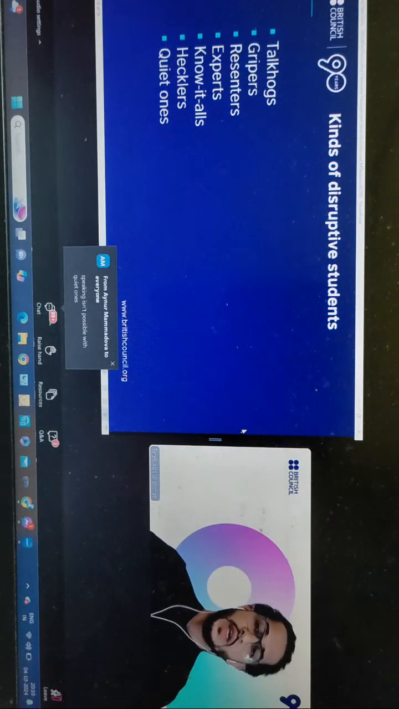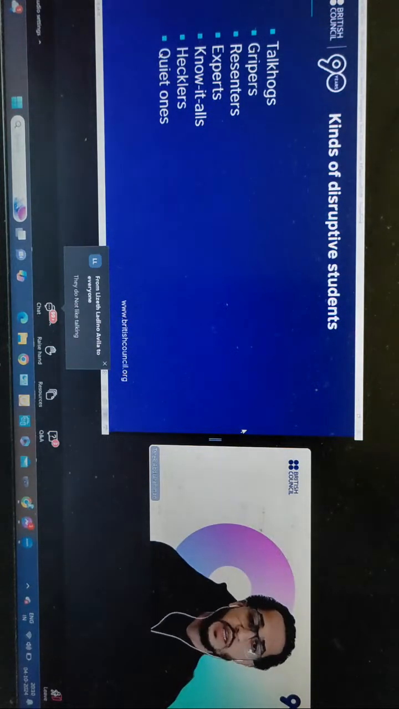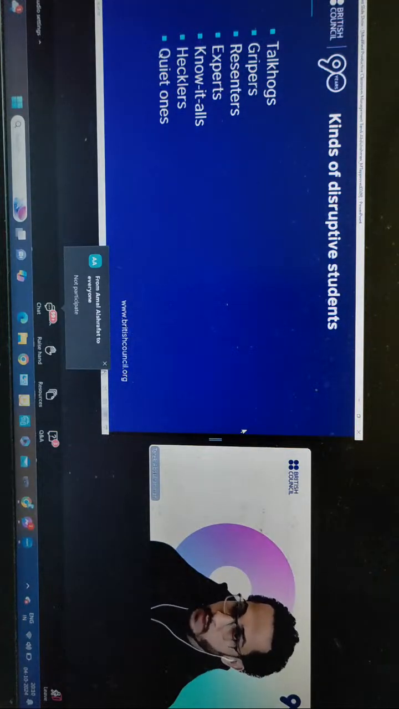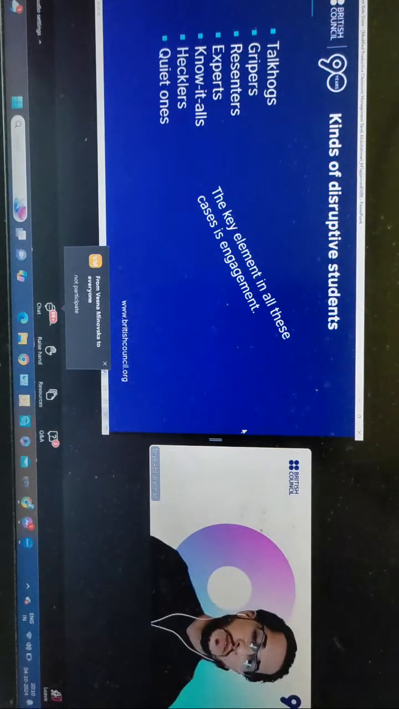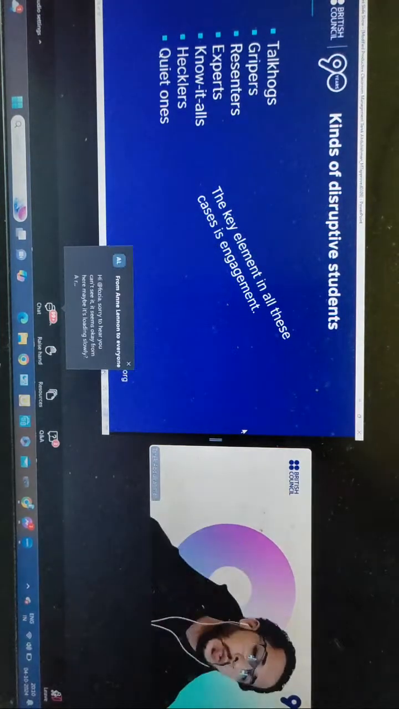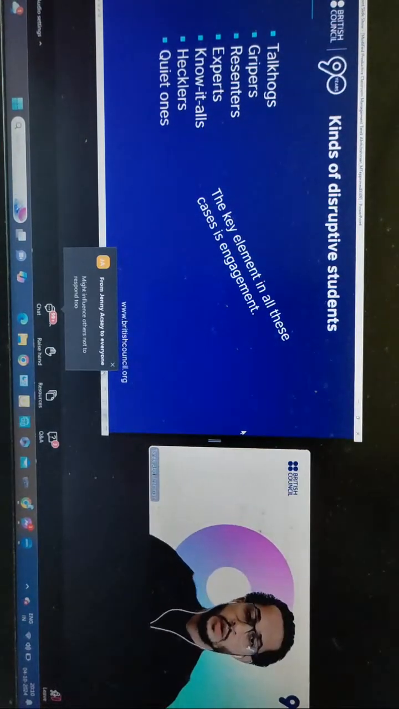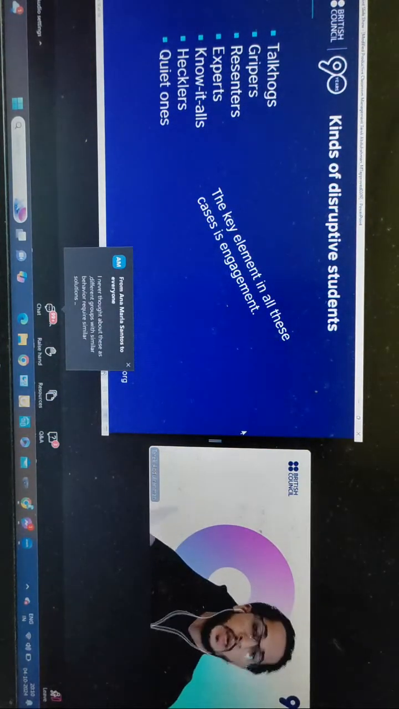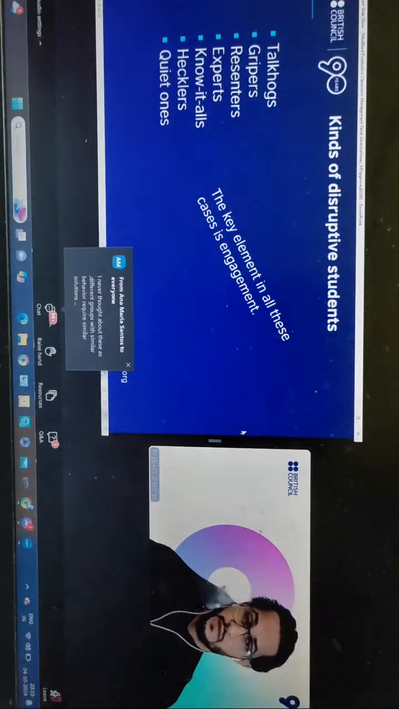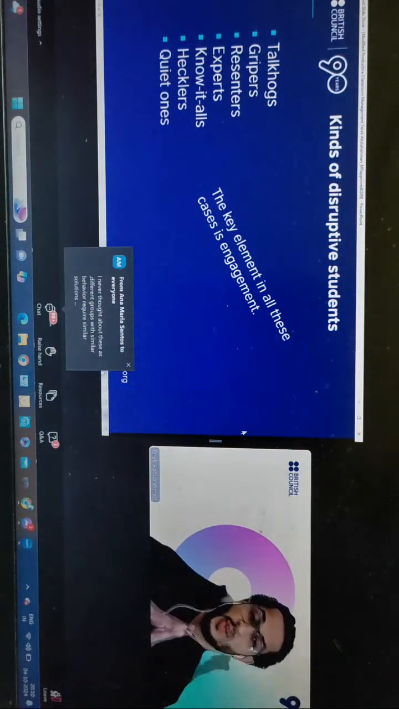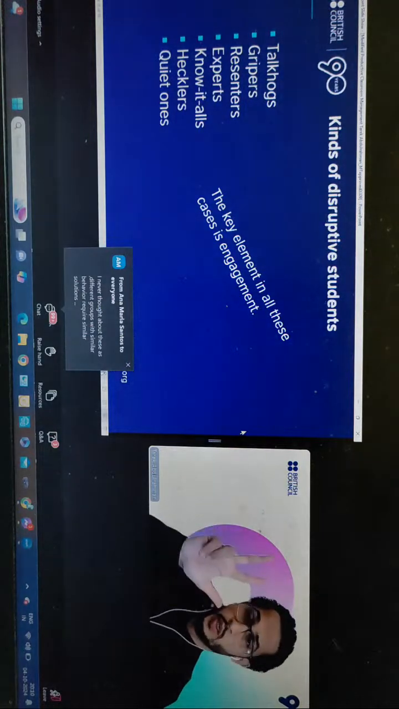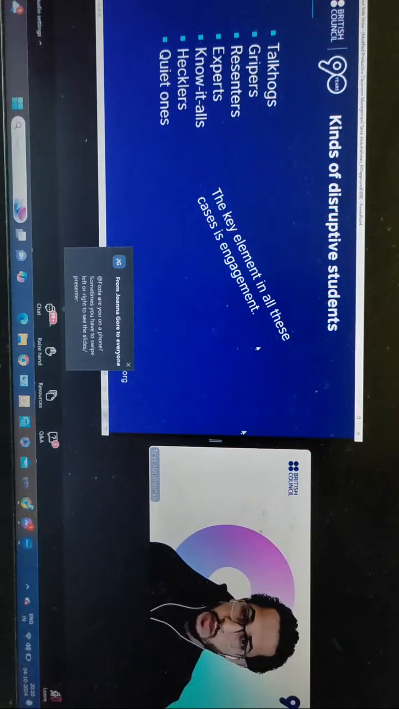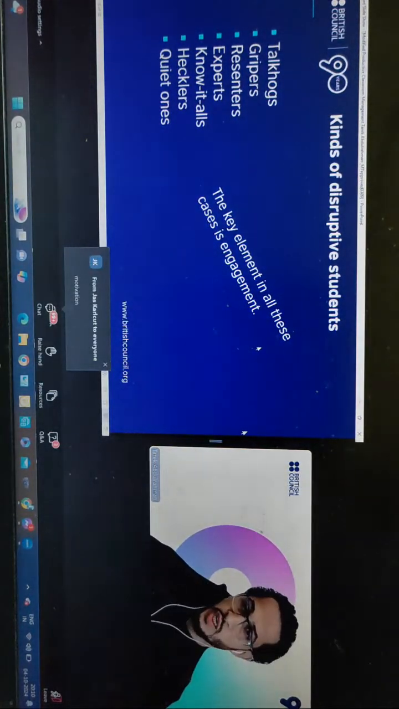So the key element for all these types of disruptive students is engagement. You have to engage all these disruptive students in fun activities, motivate them, and keep the environment safe. So it's all about 3 words. We don't forget after all. Can you remember the 3 words? If you can remember them, just let me see them in the chat box, please.